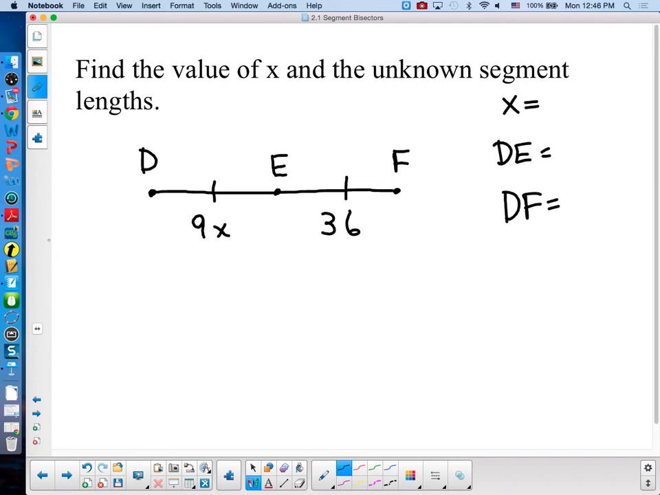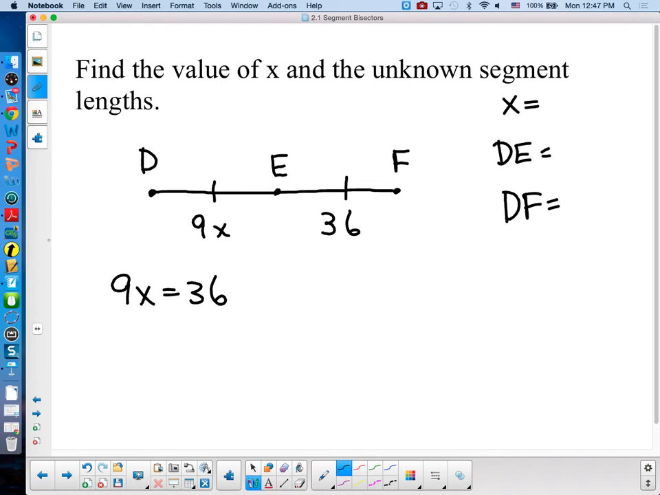Morgan, what did the tick marks mean? Are they quarter marks, like a fourth of it? No, not necessarily. It just means those segments are congruent. So ED is the same length as EF. Notice EF is 36. So DE has to be 36 also. So what I'm thinking is that 9x has to equal 36.